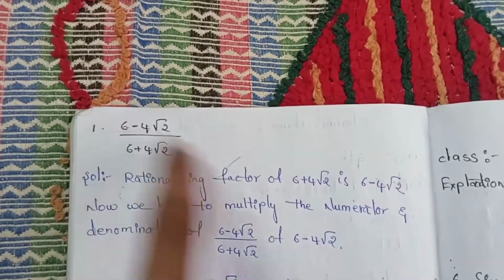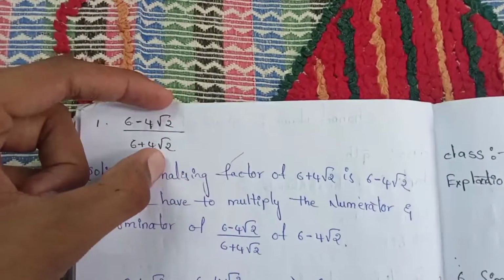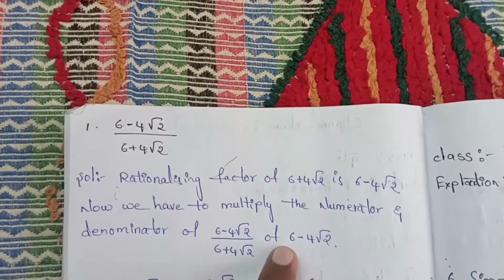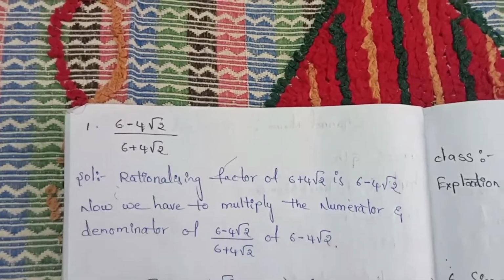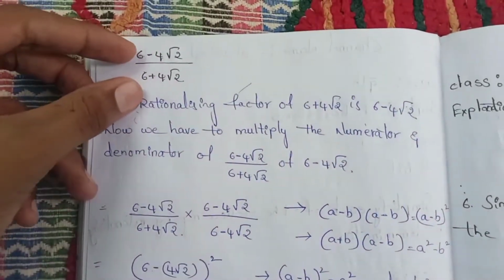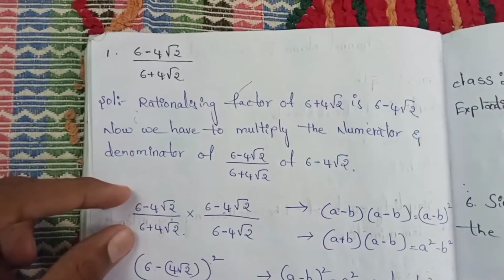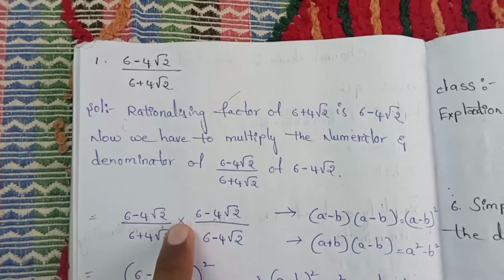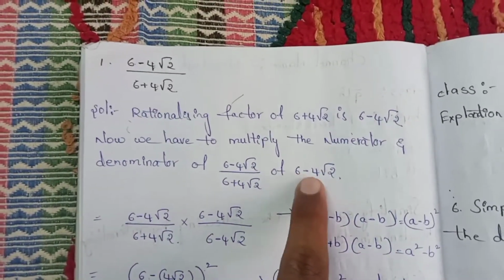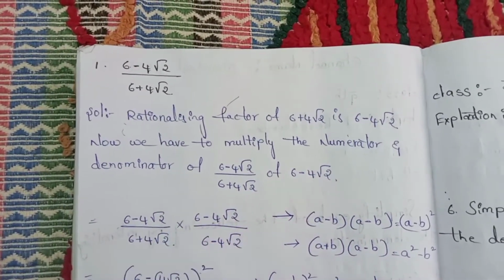Now we have to multiply the numerator and denominator of 6 minus 4 root 2 by 6 plus 4 root 2 by 6 minus 4 root 2. See here, like this we have to multiply. 6 minus 4 root 2 by 6 plus 4 root 2, like this we have to write and multiply it down also, up also. 6 minus 4 root 2 by 6 minus 4 root 2.